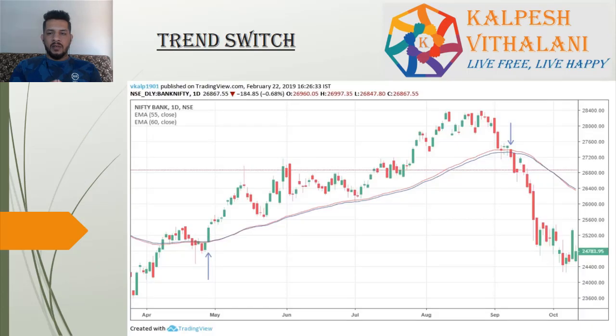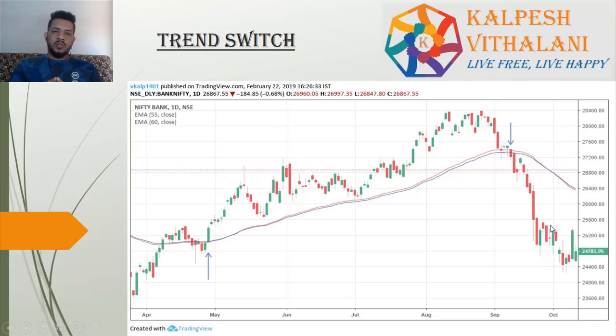Let's check the example. This is the example of Bank Nifty. We have plotted the 55 and 60 EMA both. See, this is the cutting through: prices are already above it, went below slightly and then came back, so here it is taking support. You can see it is slightly not touching, I think, but still it is a good support zone. You get this move and then the trend has changed.